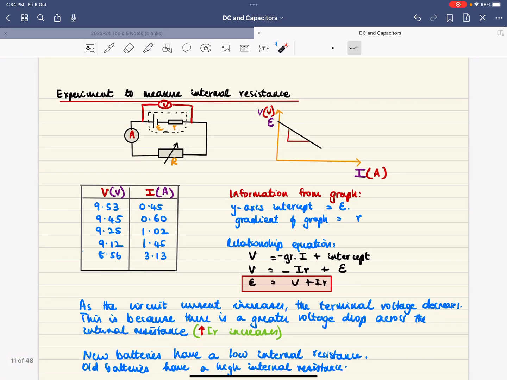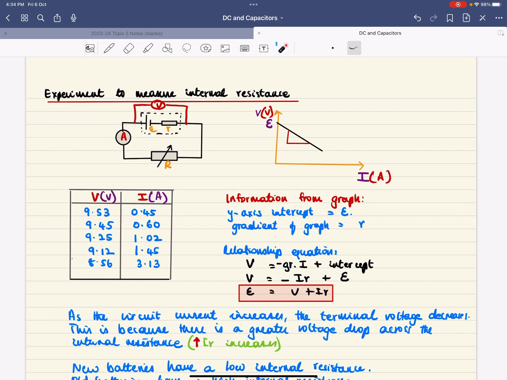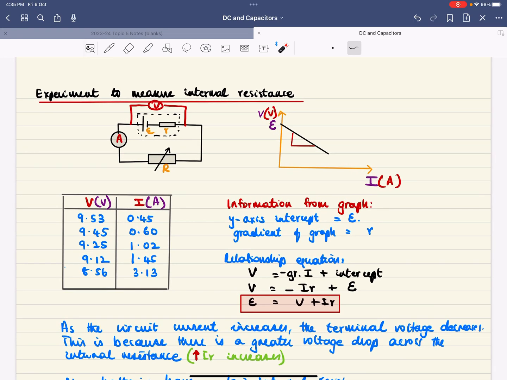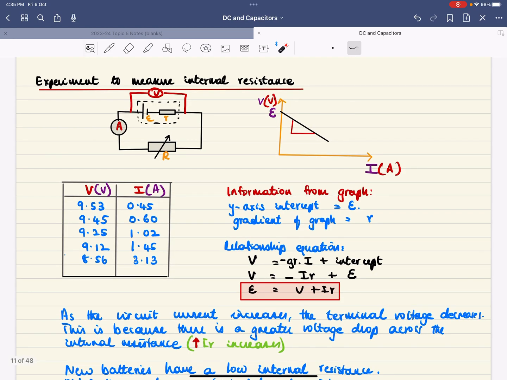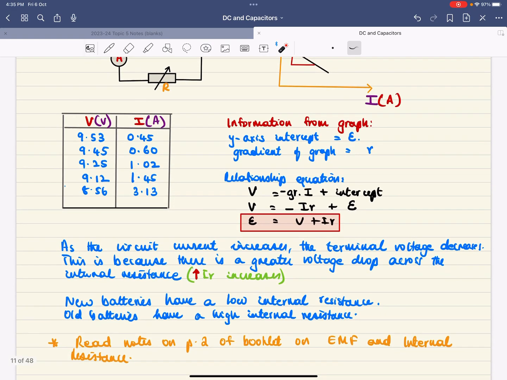Now, there is an experiment which can be done to measure internal resistance. If you have a rheostat, an ammeter, and a voltmeter to measure the terminal voltage across the terminals of the battery when a current is flowing, you're going to get a whole lot of points. This is some data from an experiment we did in class, and you get a line like this. If you extrapolate, you'll see that the intercept on the y-axis, or the voltage axis, is the EMF, and the gradient of the graph will give you the internal resistance.